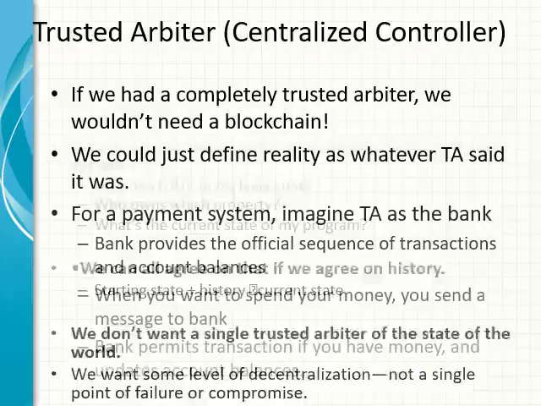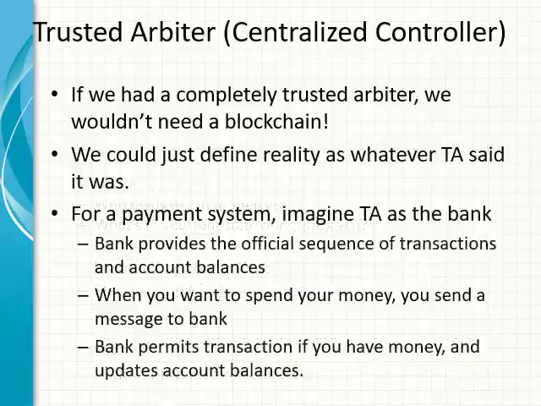So now we will go into the details. Trusted arbiter. A trusted arbiter is the centralized controller. This centralized controller is needed in the traditional transaction system. This centralized controller controls all the operations in the traditional banking systems or financial organizations. If we had a trusted arbiter, there is no need for blockchain. In blockchain, there is no centralized authority.